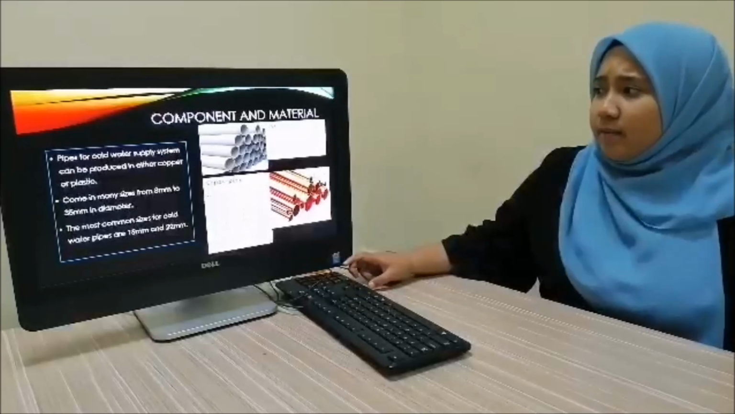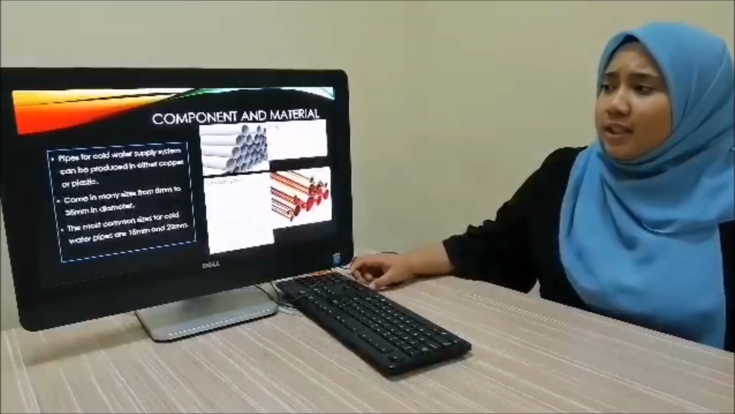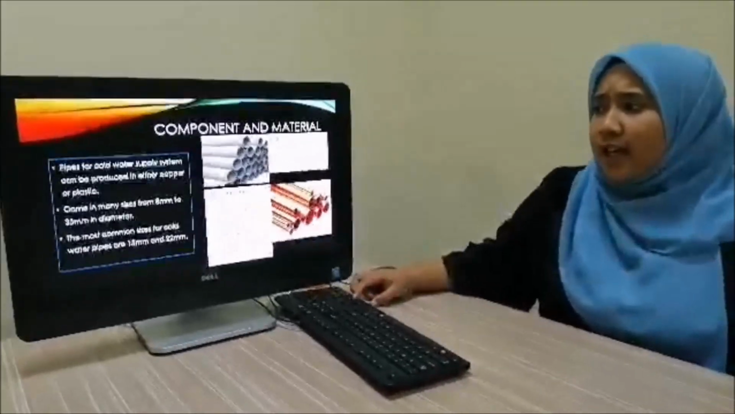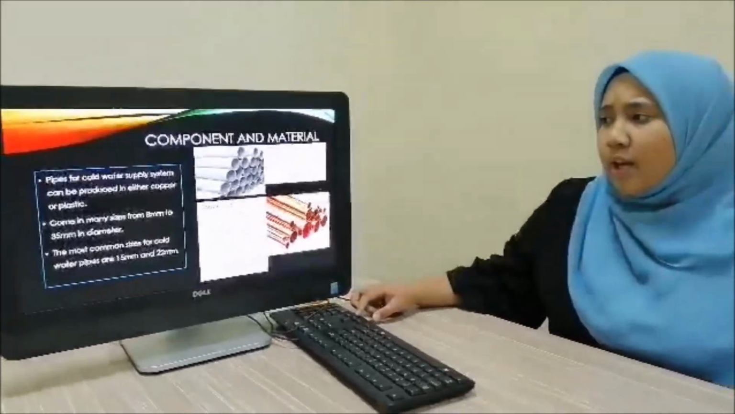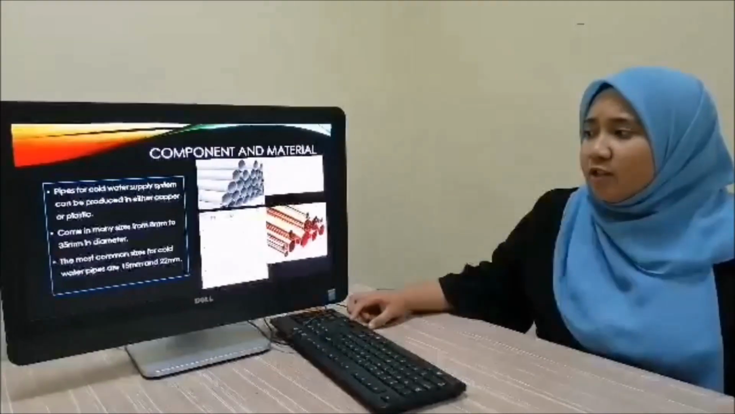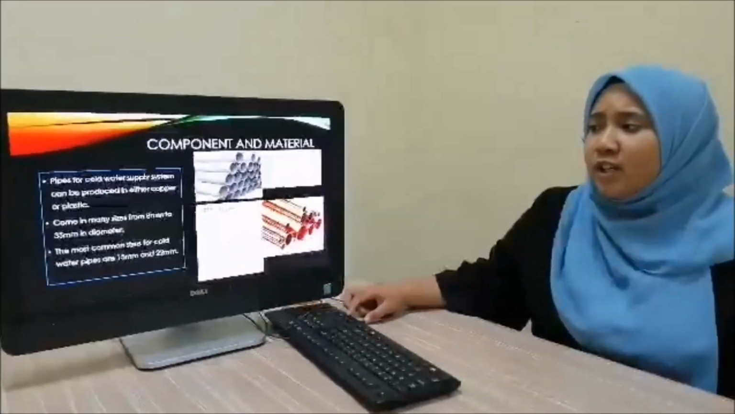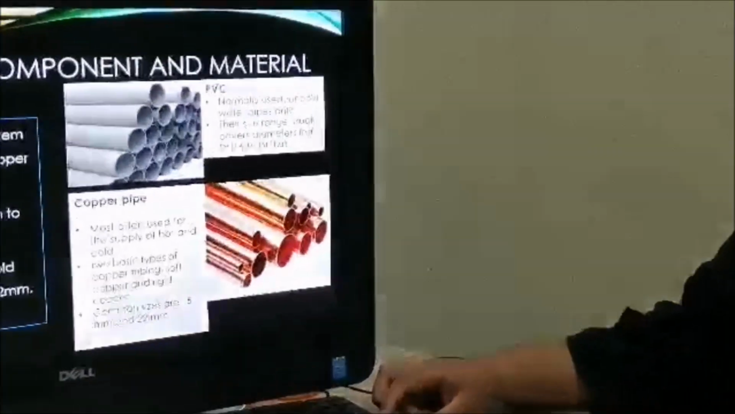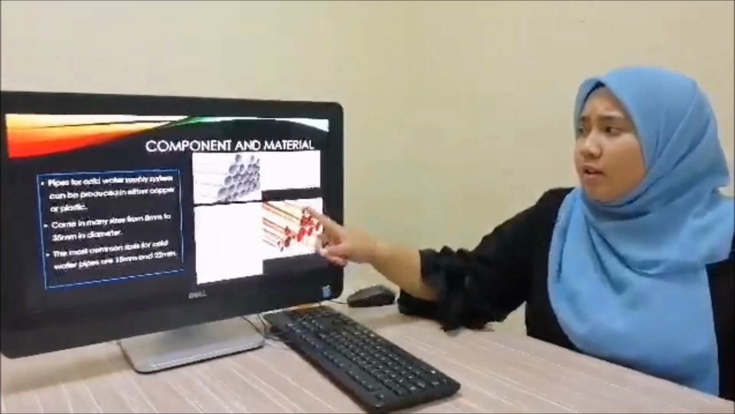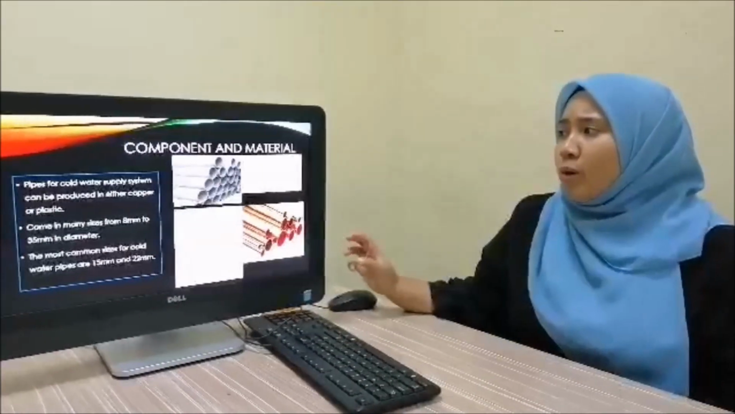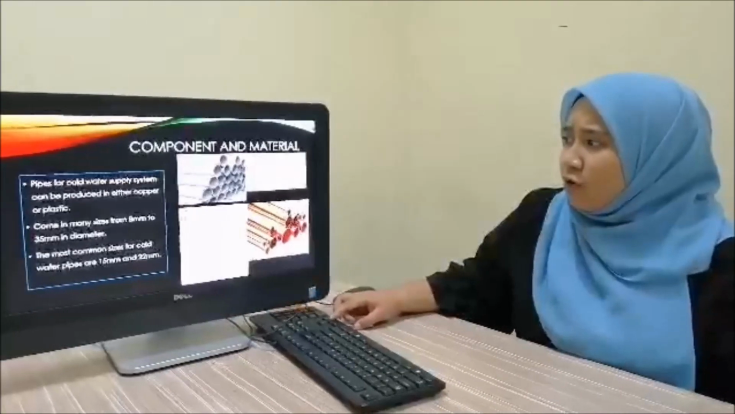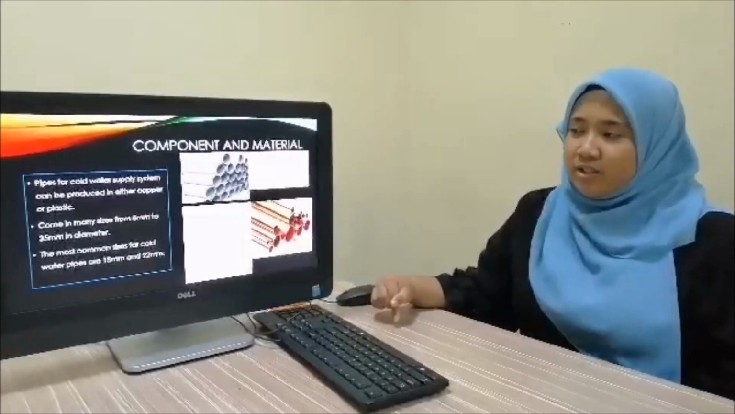Components of material. Pipe for cool water supplies can be produced in ethylene, copper or plastic. They come in many sizes from 8 mm to 35 mm in diameter. The most common size for cool water pipe is 15 mm to 22 mm. Components and material. PVC is normally used for cool water pipes only. Their size usually ranges in diameter from DN16 to DN160.